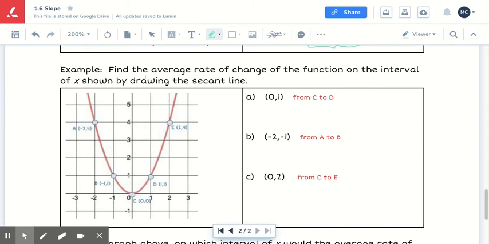So the question says to find the average rate of change of the function on the interval of x shown by drawing the secant line. So I'm going to have to draw a secant line.